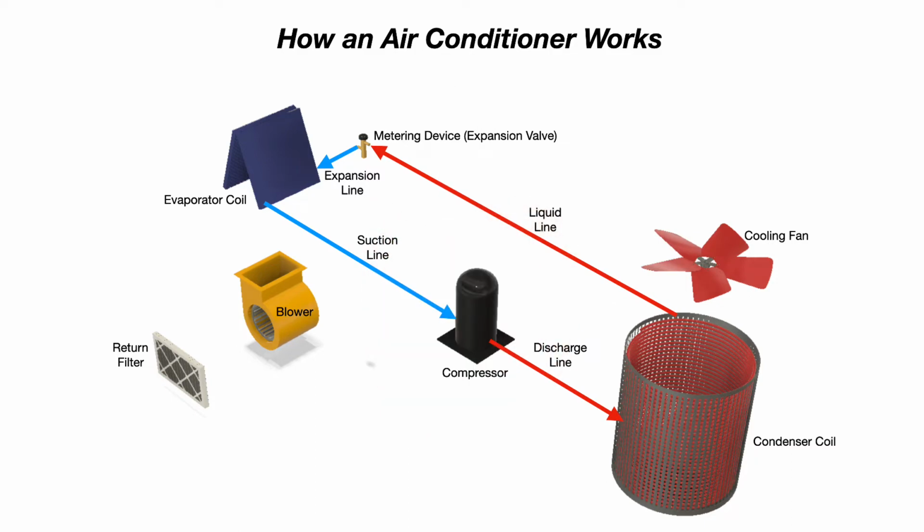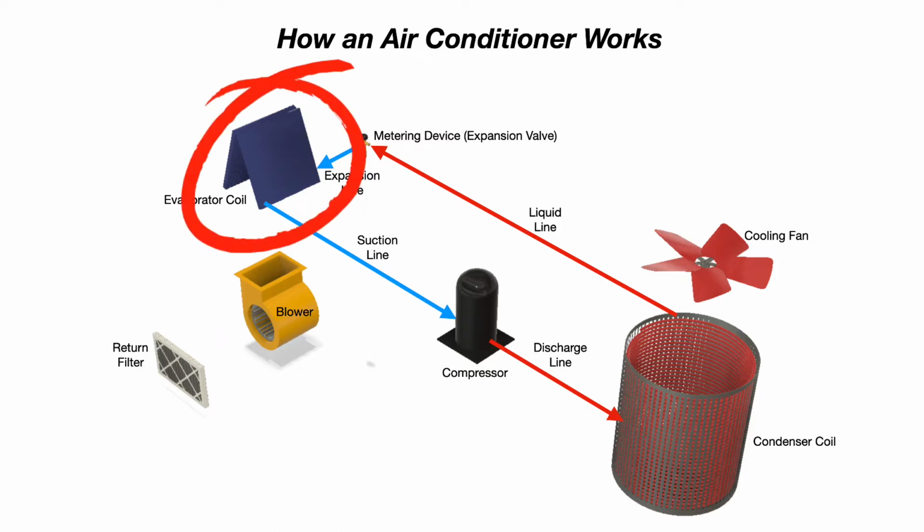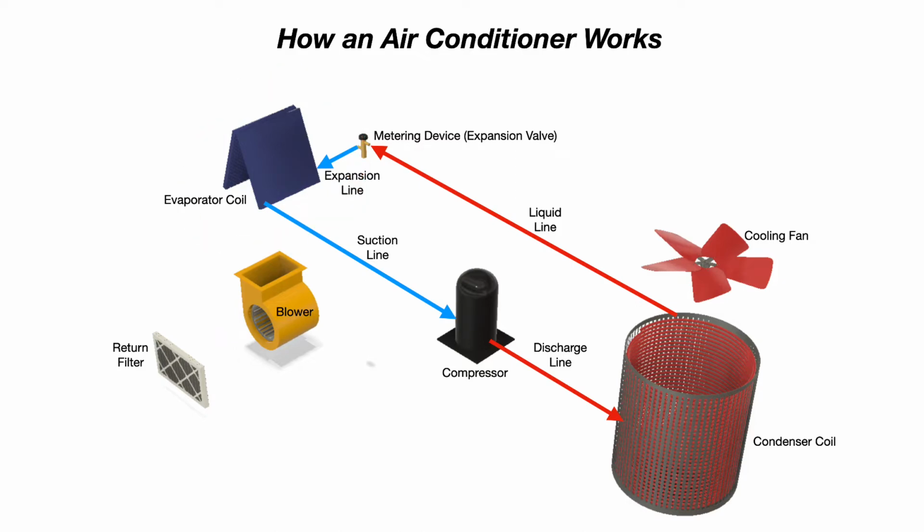The compressor increases the pressure and the temperature of the refrigerant as it flows through the condenser coil. Once it leaves the condenser coil on the liquid line, it goes to a metering device or expansion valve, where the refrigerant then immediately reduces in pressure and temperature, and goes through the expansion line into the evaporator coil inside your furnace or air handler in your house.